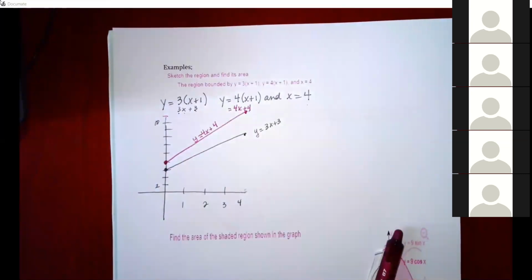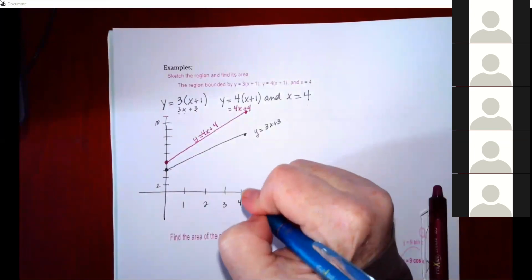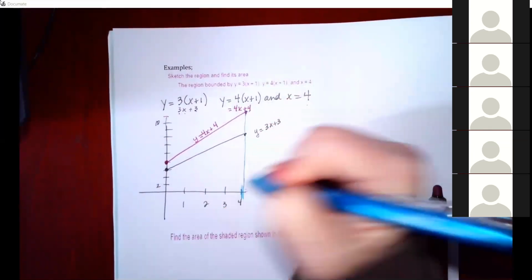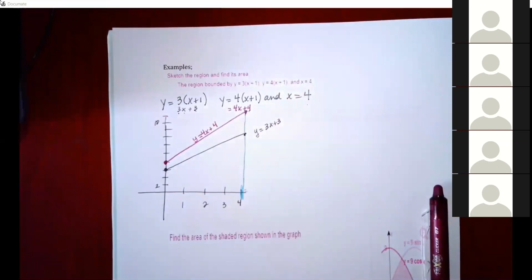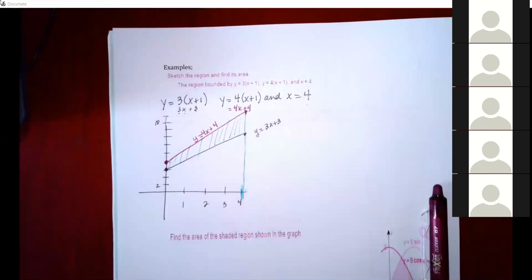And then the line x equals 4, remember x equals 4 is just a vertical line through that x value. So my region enclosed by those 3 graphs looks like this. Is everybody okay right here? Do you have any questions about what I have up to this point?